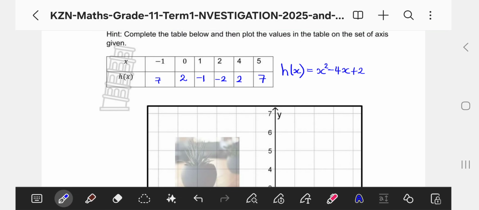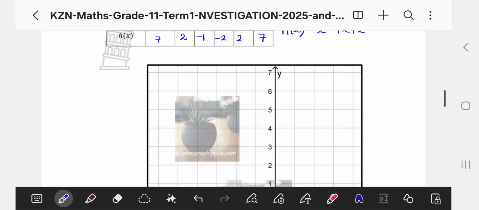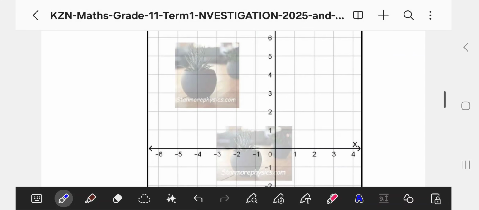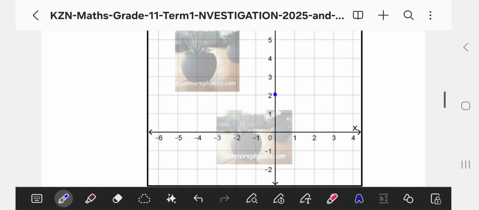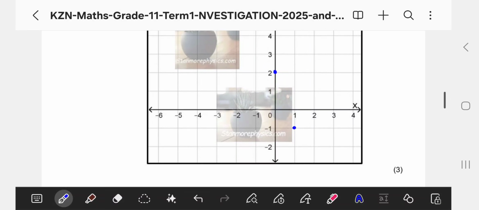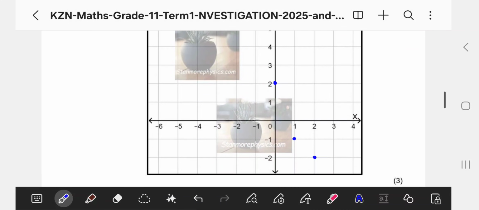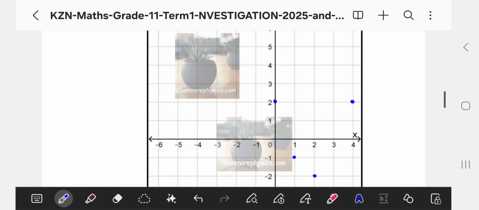These are the values that you should have. Now let's go ahead and plot these. Negative 1 and 7. So that is going to be here. 0 and 2, that is a y-intercept, it's cutting the y-axis. We've got 1 and negative 1, 2 and negative 2, 4 and positive 2, that is here. And then we have 5 and 7, which is beyond what's showing on the axis.